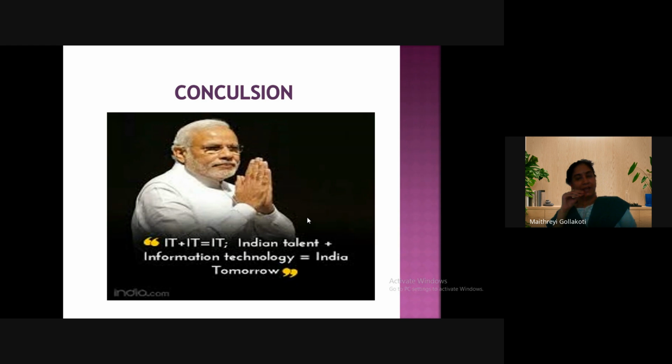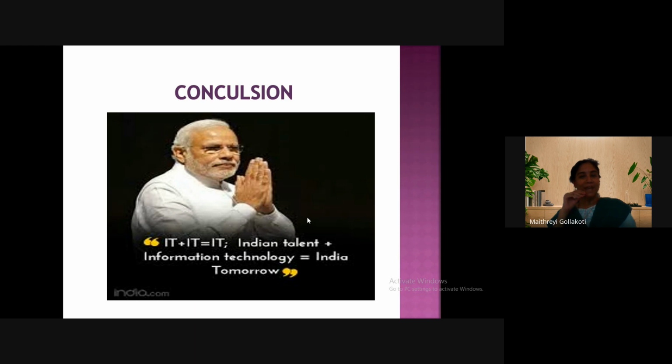Conclusion. Now, after talking so much about ICT, I would like to conclude with a famous quote given by none other than our Prime Minister, Shri Narendra Modi ji, who is very keen on Digital India. So he says IT plus IT is equal to IT. So what is IT plus IT? IT means Indian talent. IT means information technology.